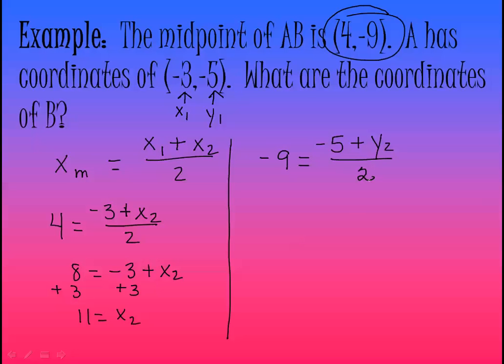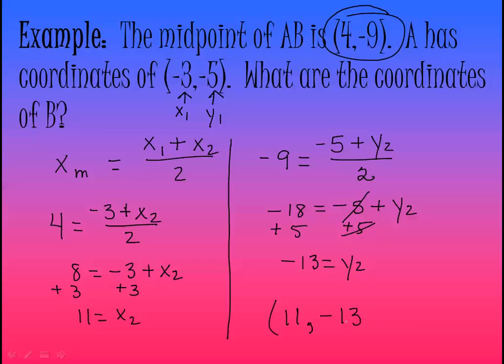I start by multiplying by 2, so -9 times 2 is -18, and that equals -5 plus y2. If I add 5, I find that I now have -13 equals y2. So the point that's missing has an x value of 11 and a y value of -13. And that's the endpoint of the segment that I'm looking for. So that's B.